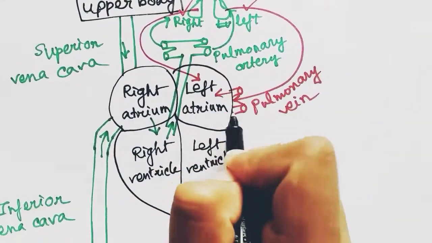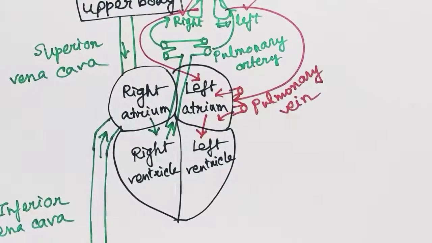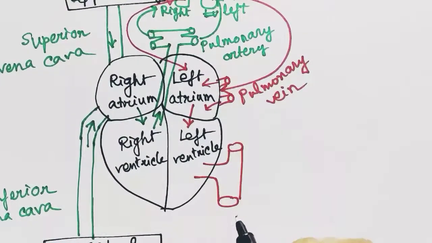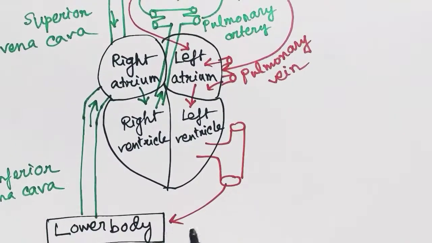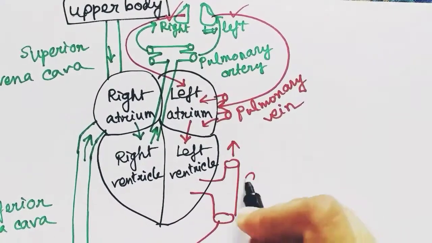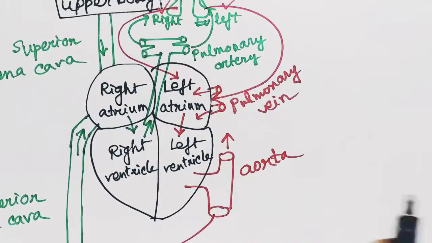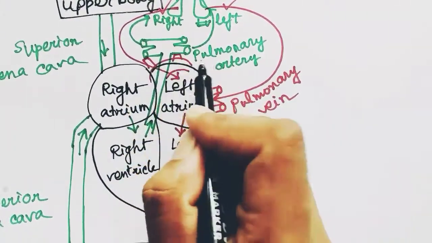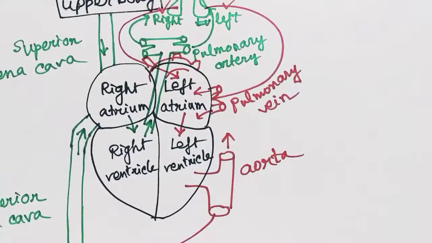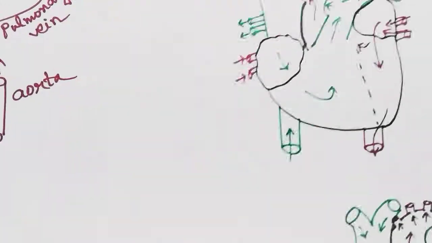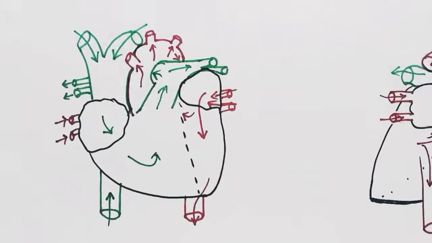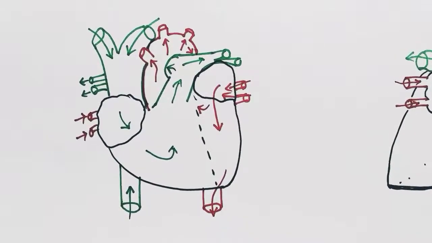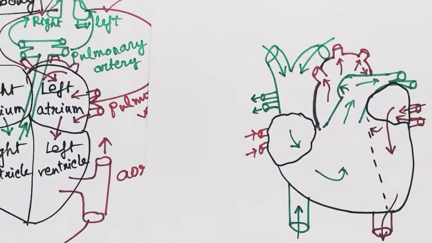And the oxygenated blood goes from the left atrium to the left ventricle and then will be pumped to both the lower and upper body part via the aorta. The upper aorta will form an aortic arch. Now we will compare the exact anatomy of the heart with the simplified diagram.